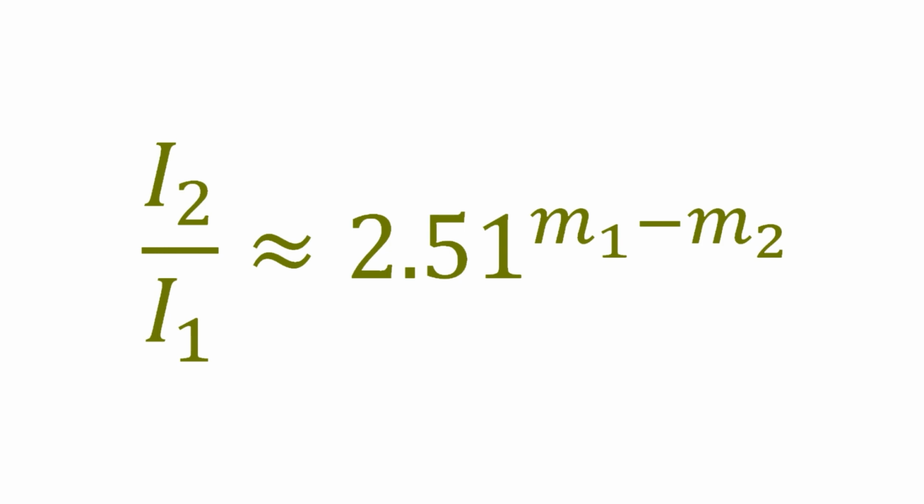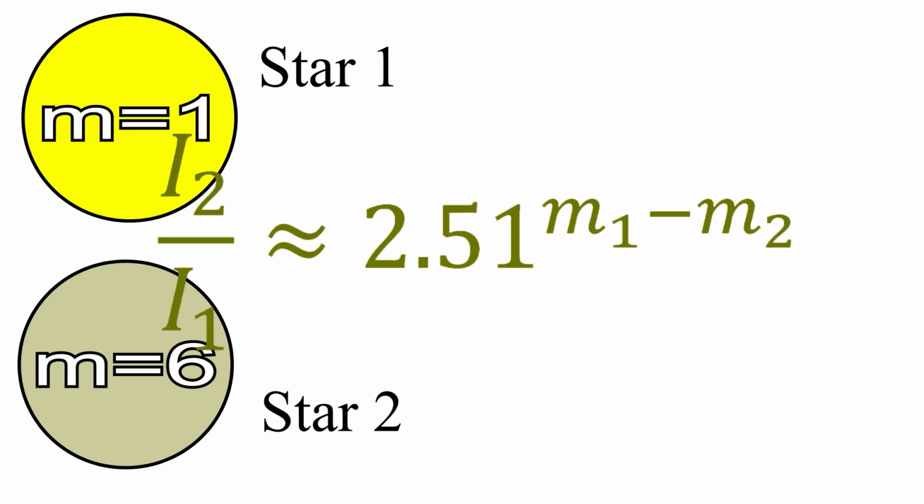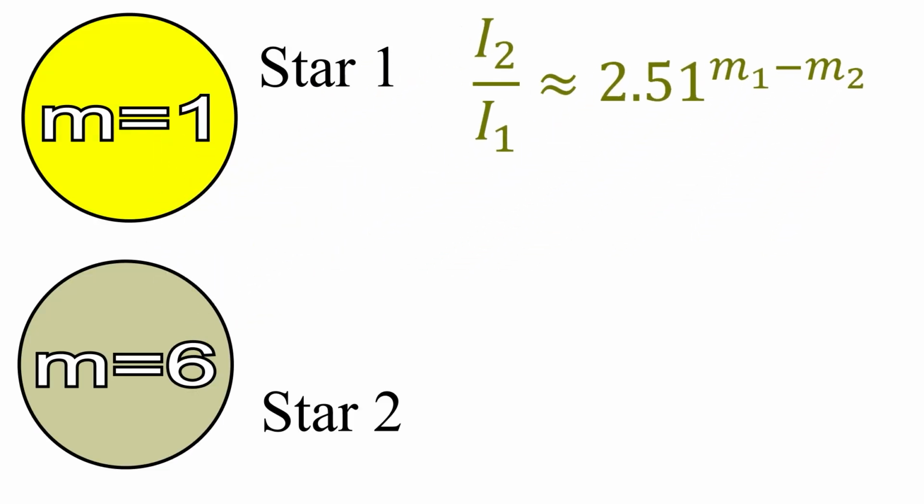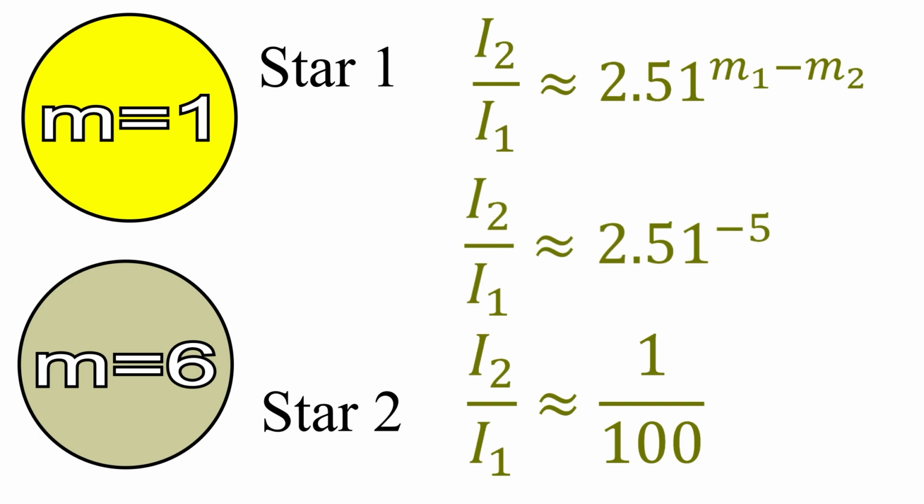Well, so what? This means in effect that if we want to know the ratio of the intensity of two stars, I2 over I1, then roughly speaking it's going to be 2.51 to the difference in the apparent magnitudes of those two stars. In this example then, I2 over I1 is going to be approximately equal to the magic number 2.51 to the power of minus 5, and if you work that out, therefore star 1 is unsurprisingly 100 times more intense than star 2.